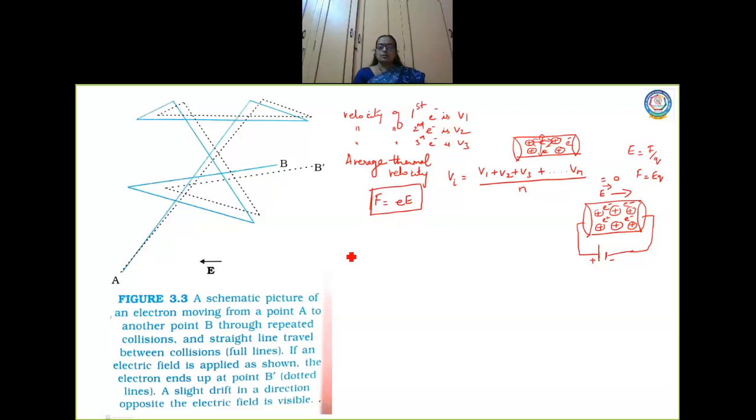Yes or no? Now what is the acceleration? What is the acceleration gained by this electron? So acceleration is equal to F by m. We know the formula for force. What is the formula for force? F is equal to m into a, or a is equal to F by m. So when I substitute the value of F to be minus e into E divided by m, here is the formula for the acceleration of the electron in an external electric field.